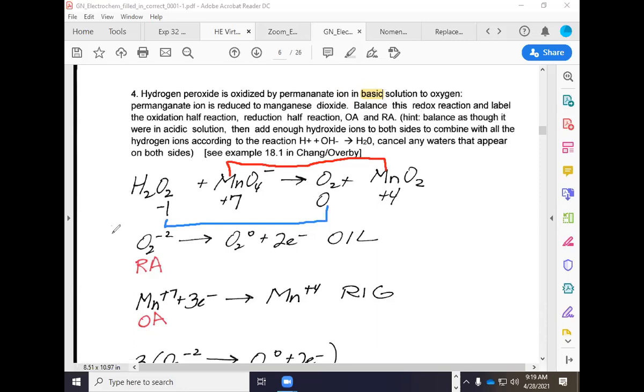So then we show our half reactions. We have a -2 on this side for the peroxide, so that's how we decide to put the 2 electrons here. From our definition, the electrons on the product side, oxidation is loss. And then our reducing agent is the peroxide.